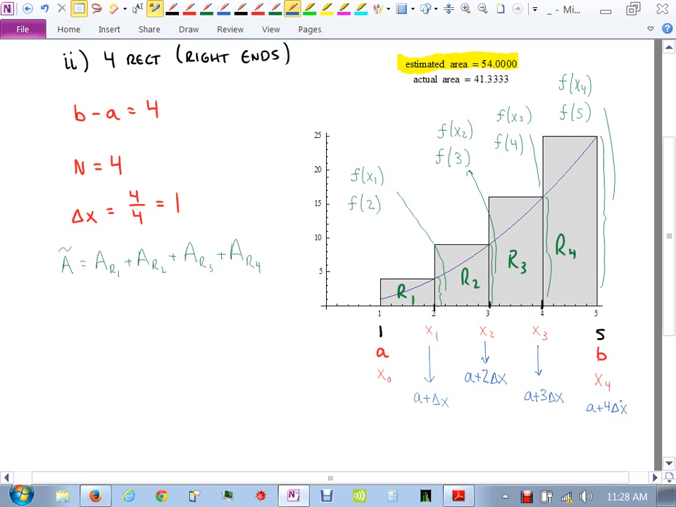All right, let's get our areas of our rectangles here. What's the area of rectangle 1? F of x1, right? Times delta x. F of x1 is the same as f of 2 times delta x, which in this problem is 1. What's f of 2? 4. So 4 times 1 is 4.